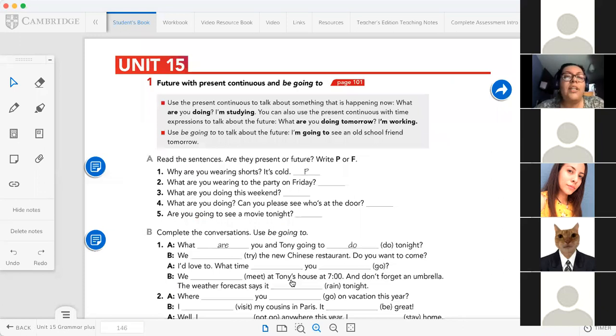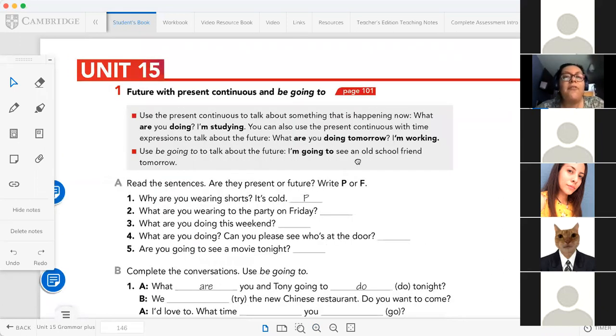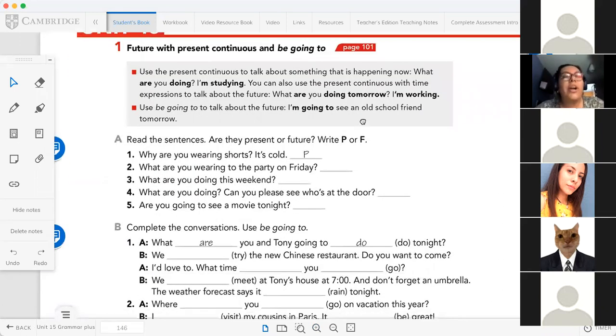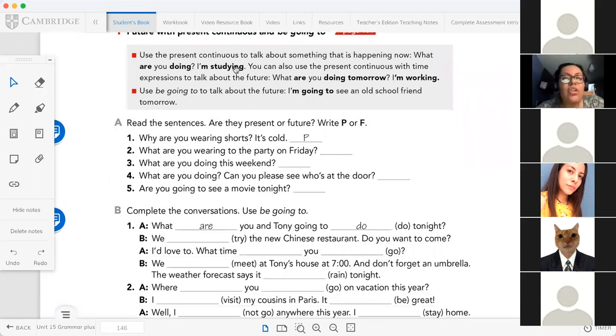We have unit 5 for you, unit 15 for me, future with present continuous and be going to. Use the present continuous to talk about something that is happening now, como veíamos al inicio de la clase. Hey, what are you doing right now? Oh, I'm working, I'm walking down my street, I'm taking the English class, I'm sitting in the living room, I'm thinking about my ex-boyfriend, okay, or ex-girlfriend in Milton's case, I don't know, whatever. But you can also use the present continuous with time expressions to talk about the future. Hey, what are you doing tomorrow?